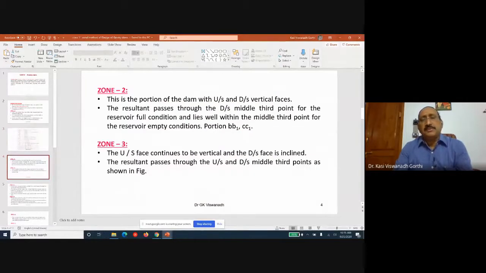This is a portion of the dam with upstream and downstream vertical phases. The resultant passes through the downstream middle third point for the reservoir full condition and lies well within the middle third point for the reservoir empty condition. So we'll be looking at the portion BB1 to CC1 in the figure. If that CC1, the base width, is divided into three parts, the central middle third point, when the reservoir is full and when the reservoir is empty, in both the cases, through this middle third only the resultant of the forces must pass. So zone 2 is the vertical portion on both upstream side and downstream side.